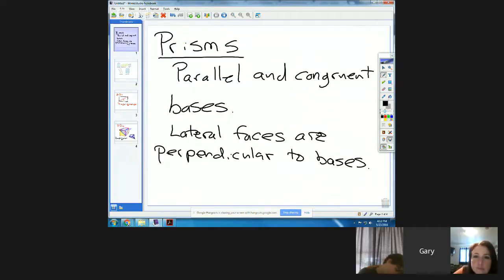Okay. So back to what a prism is. A prism is a 3D figure where there's a top and a bottom. Those are called the bases. They're parallel and congruent. So the simplest possible one would be just like a regular cardboard box.